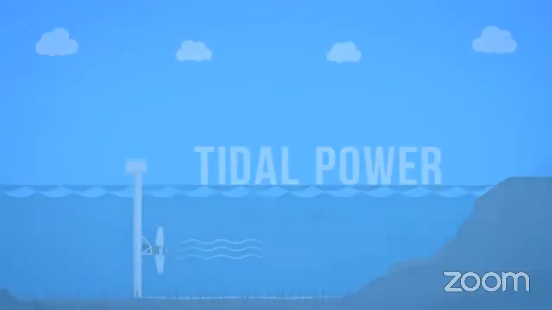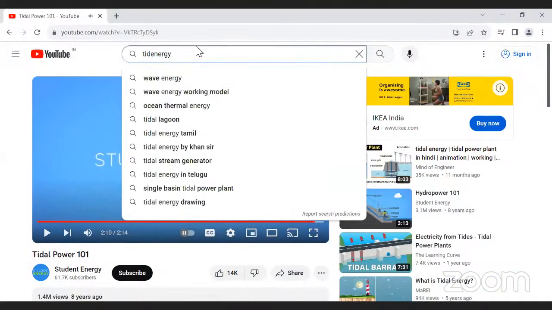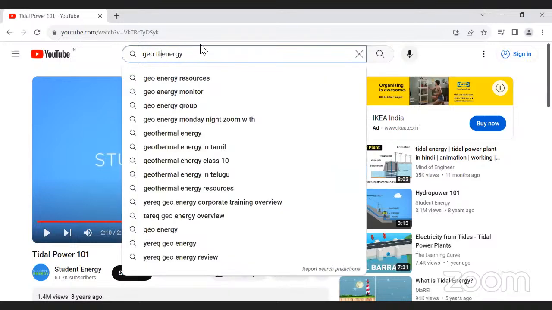Very quickly, I'm doing geothermal. These are not used in a very big way in India, but in the US it is done.